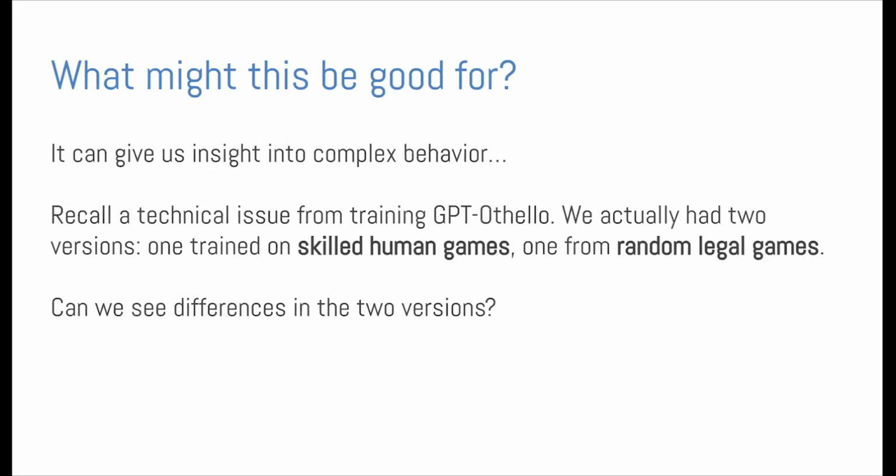Just remember that there was this technical issue that we had two different neural networks that we were looking at mainly. One was trained on skilled human championship games. The other was trained on random legal moves. And we can ask, was it learning something different in those cases? Probably it was, but can we see that?